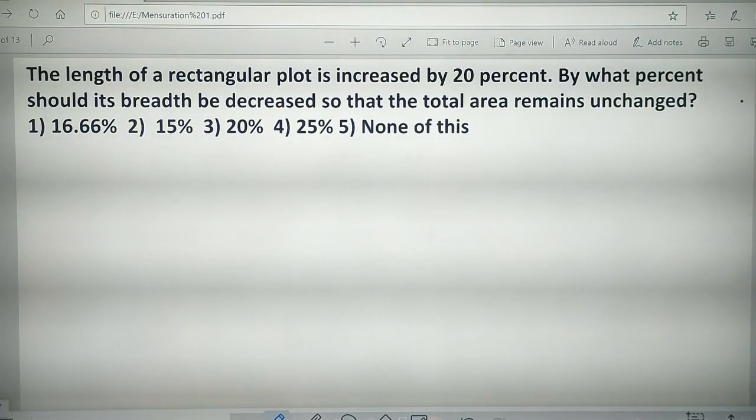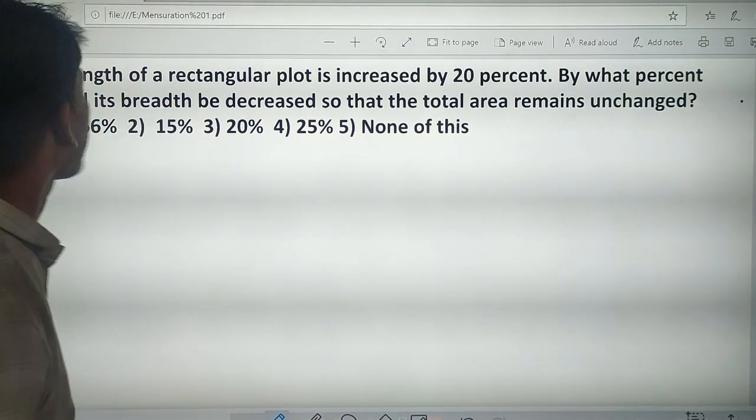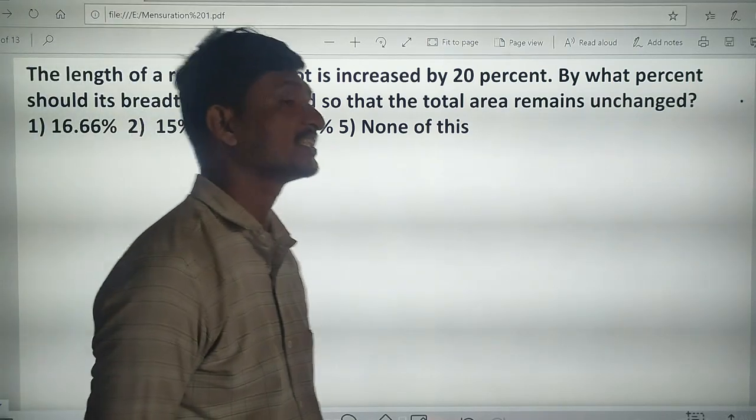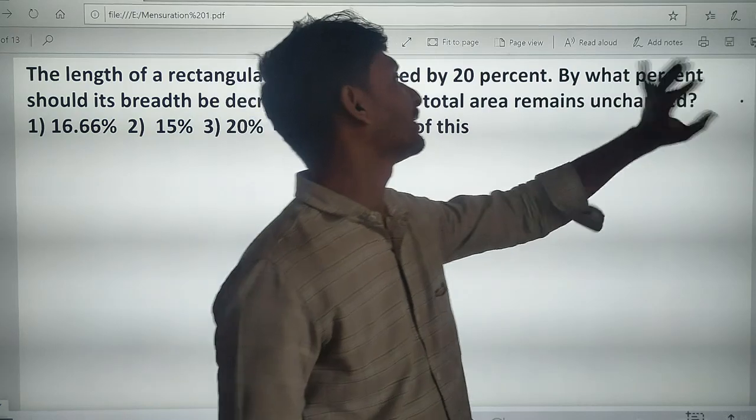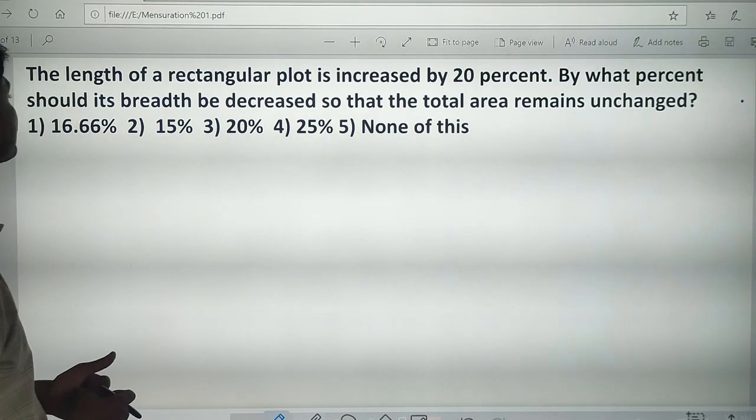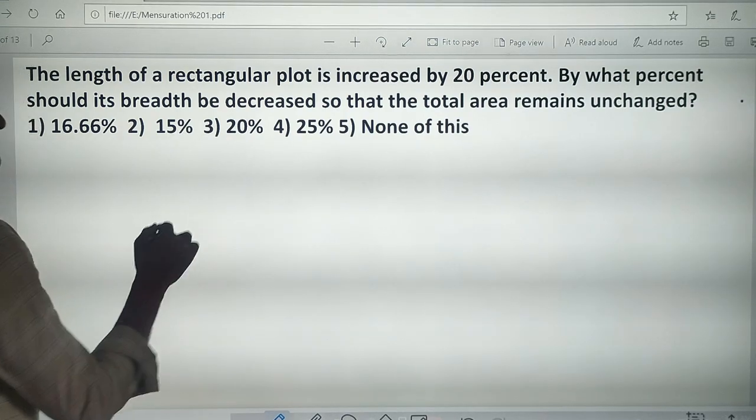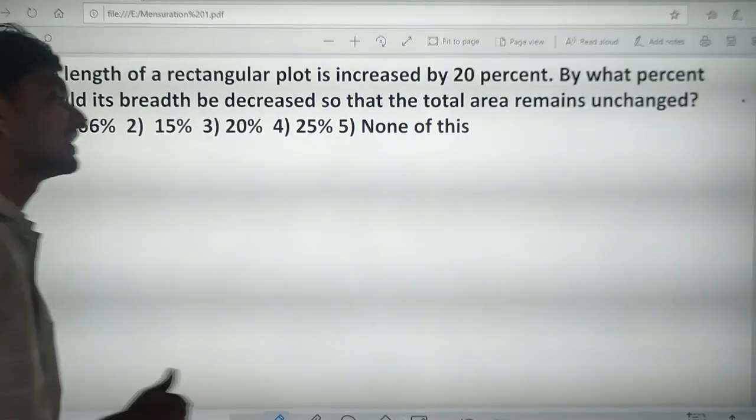The length of a rectangular plot is increased by 20%. By what percent should its breadth be decreased so that the total area remains unchanged? Here, your length is increased by 20%. Then your breadth is decreased by what percent so that the total area remains unchanged?